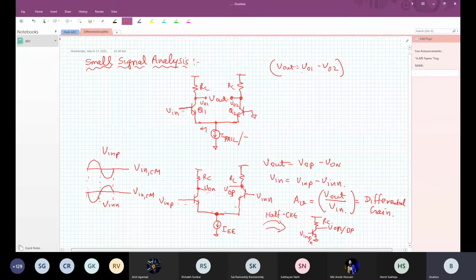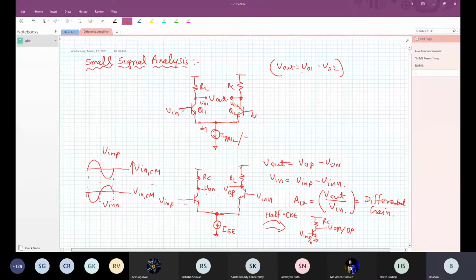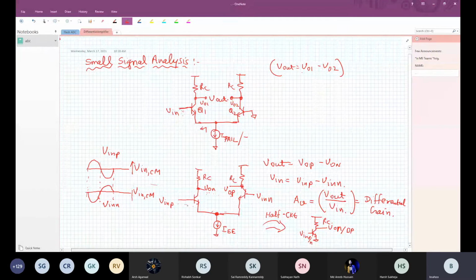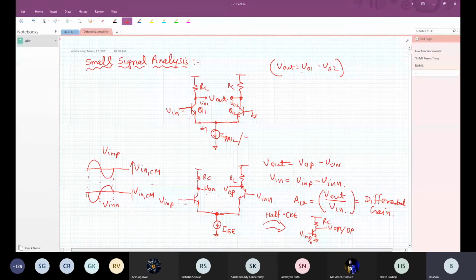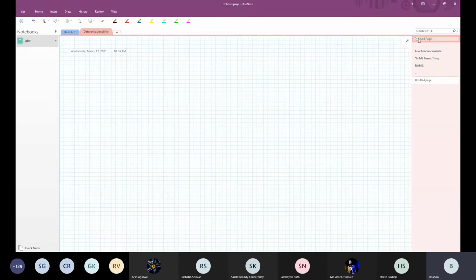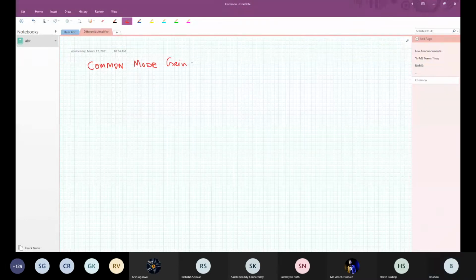But there is another thing that can also change. What is that? That is the common mode. In the common mode, the differential input is not changing, it is fixed. But both of them can move up and down together on the input side. If both of them move up and down together, then the output is also going to move up and down together. Okay, so we will now do the small signal common mode gain analysis.